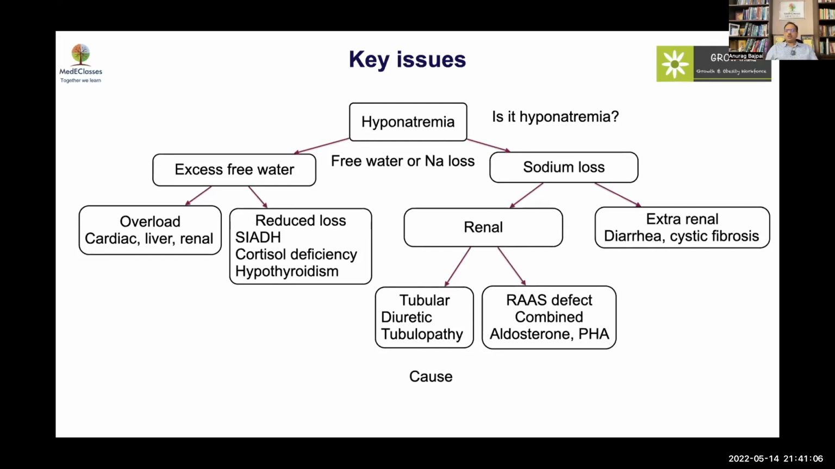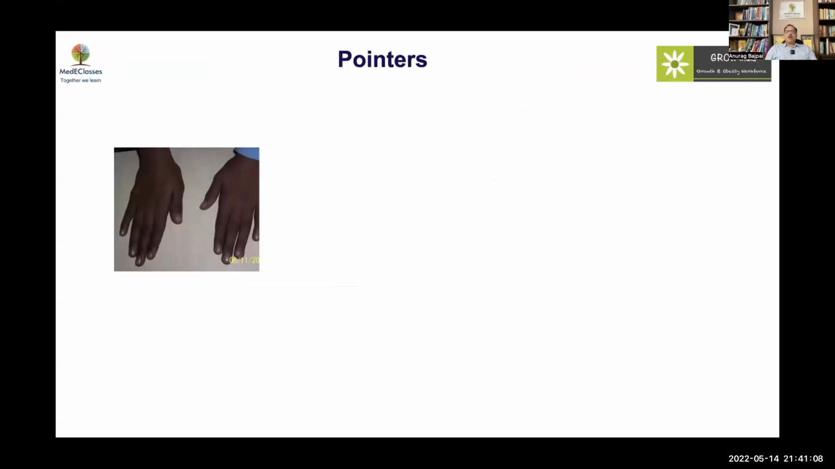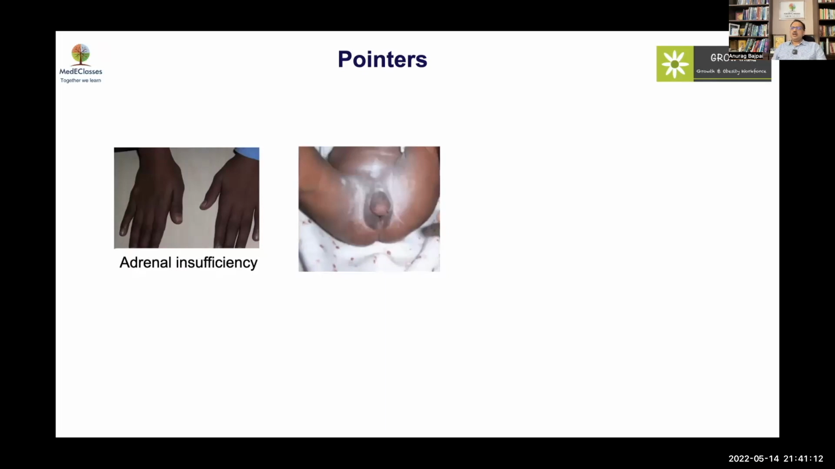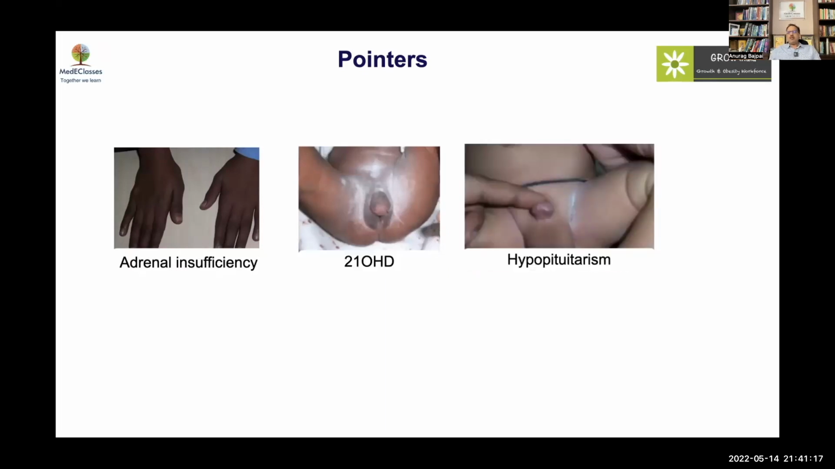Now, what is the cause of hyponatremia? Look at clinical pointers. Pigmentation will indicate adrenal insufficiency. DSD will suggest 21-hydroxylase deficiency. Micropenis is a pointer of multiple pituitary hormone deficiency. So clinical examination becomes important.